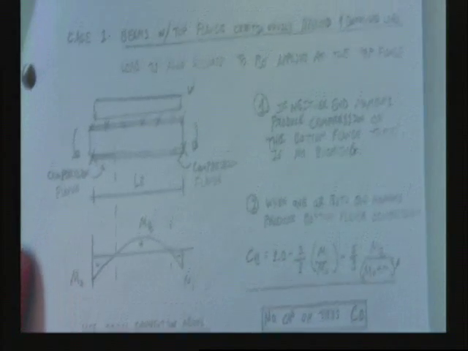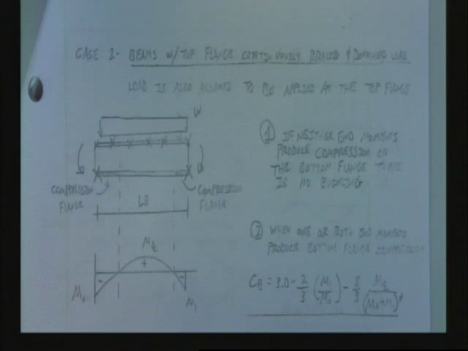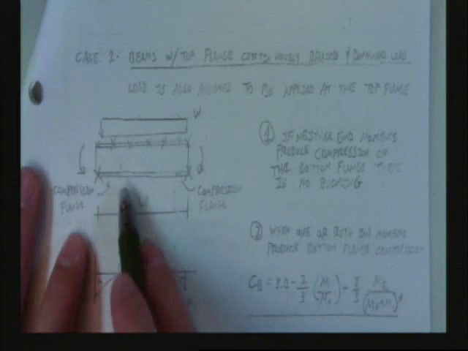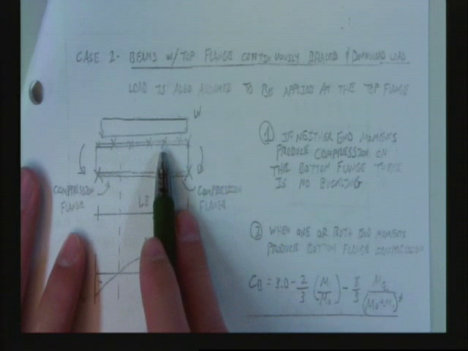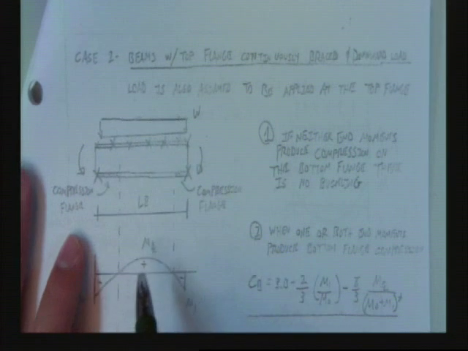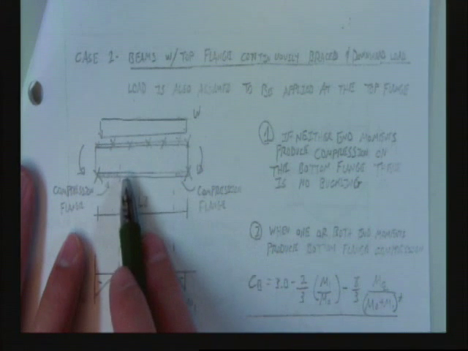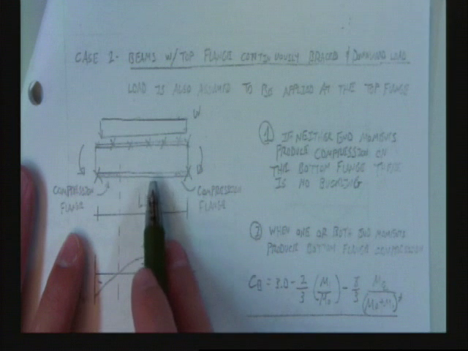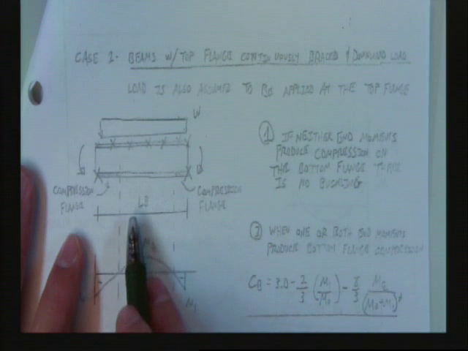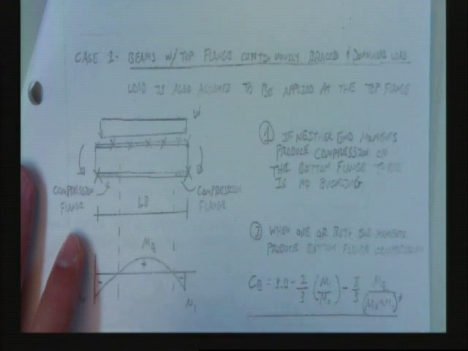Let's talk about a very, very important case here. I'm going to talk about a beam with braces all along my top flange and a load on top. Is this braced? What's L sub B? What would you consider L sub B to be? The length of the beam. How come?